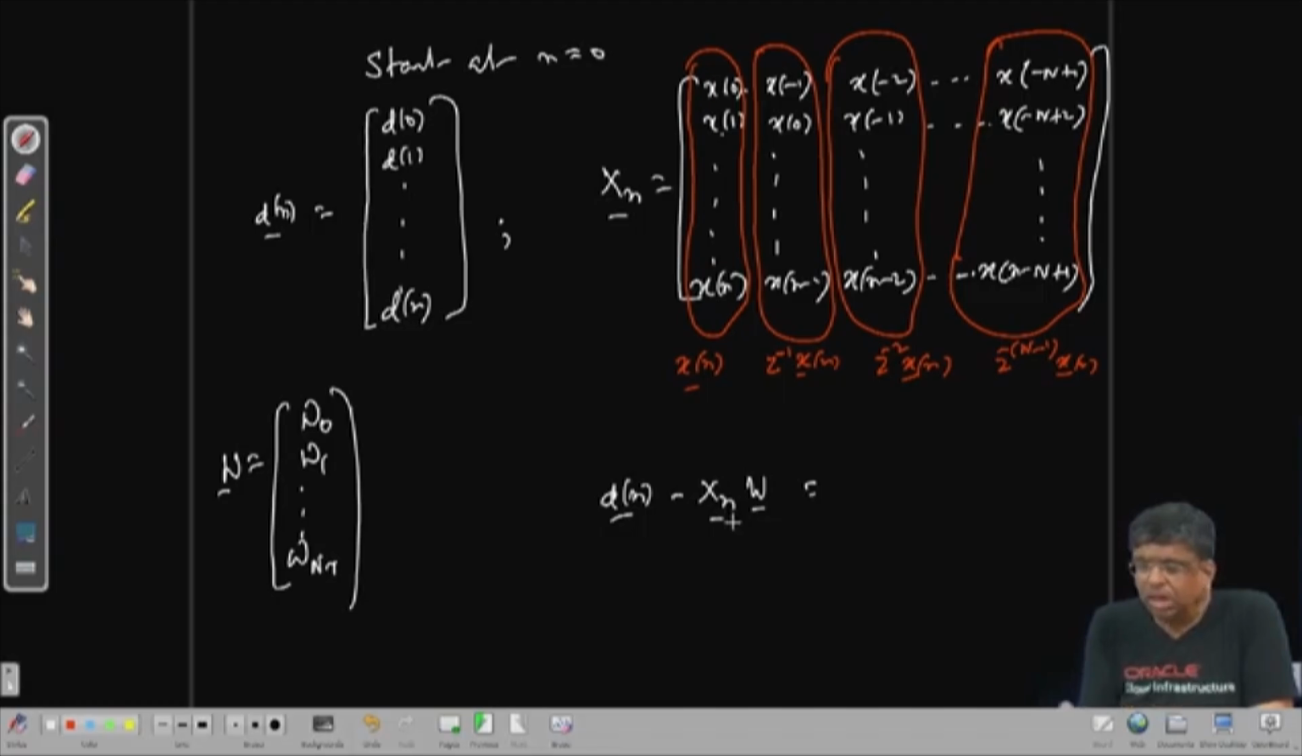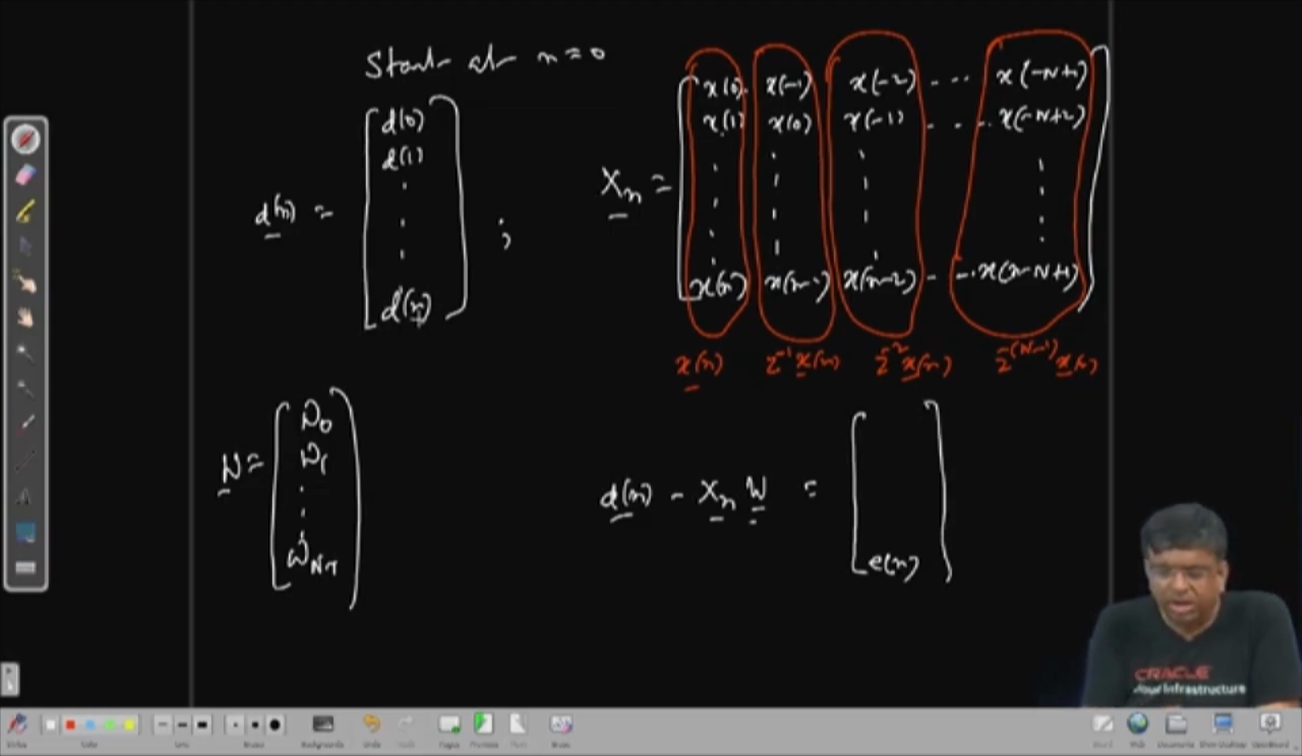dn, start with the last component, d of small n, minus last row times w. Last row times w means w0 into xn plus w1 into xn minus 1 plus w2 xn minus 2, dot dot. So, it is a filter output at nth clock. All right. So, d of n minus the filter output at nth clock for this choice of weight vector. Okay, that will be E n.